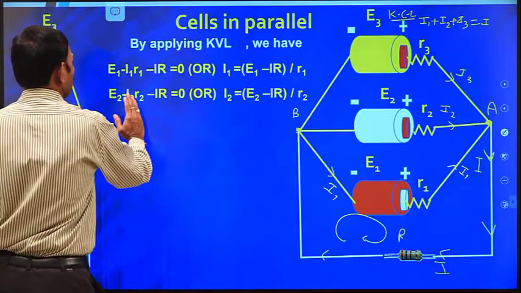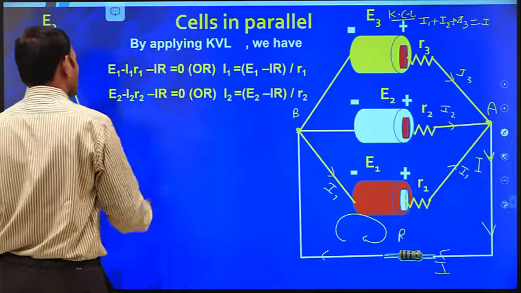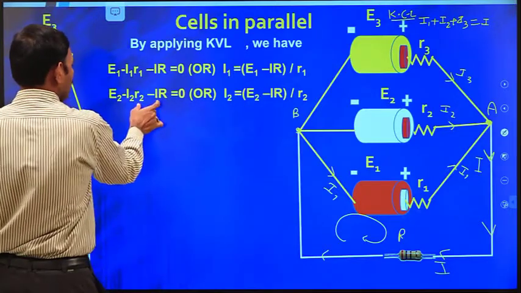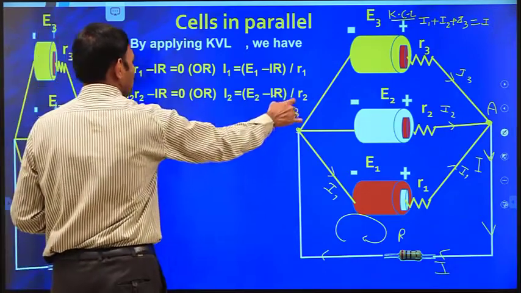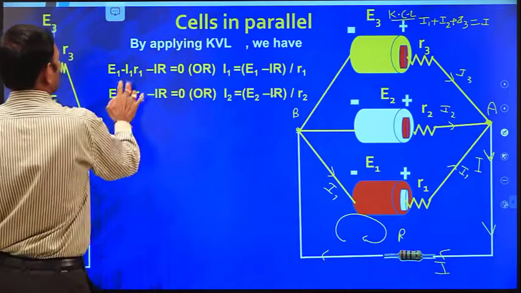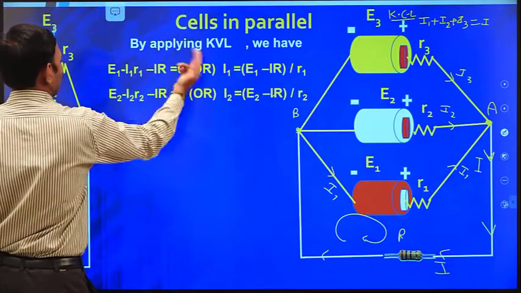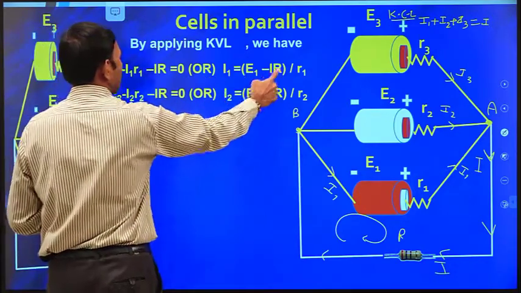Bring this I2 R2 to the RHS. Then it becomes E2 minus IR. Then on cross multiplying, rearranging this equation, we get I2 is equal to E2 minus IR by small r2. Rearranging the above equation, we get I1. So bring this value to the RHS and cross multiply, we get I1 is equal to E1 minus IR by R1.